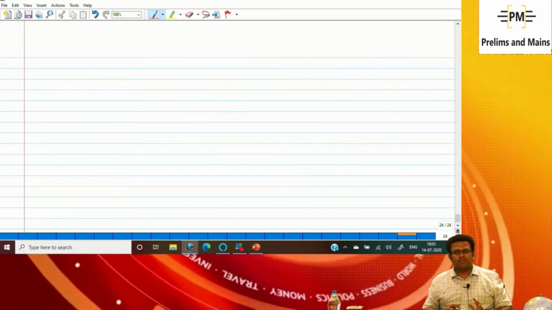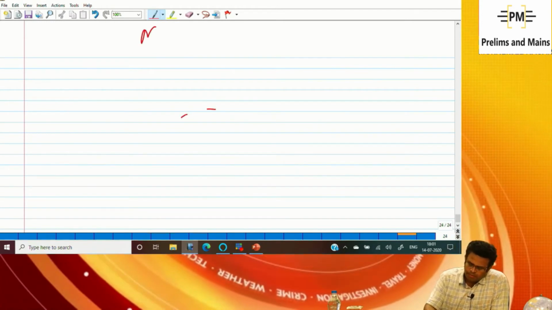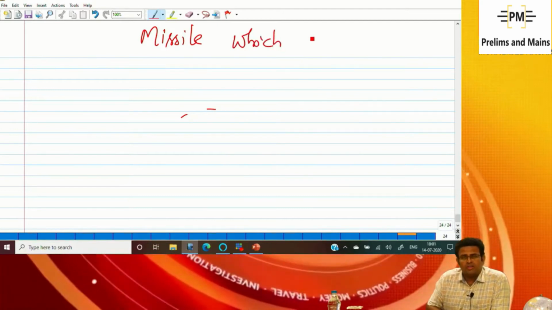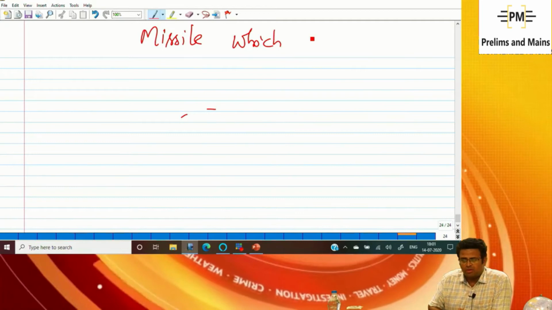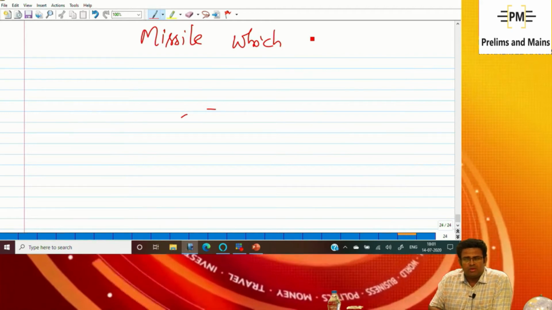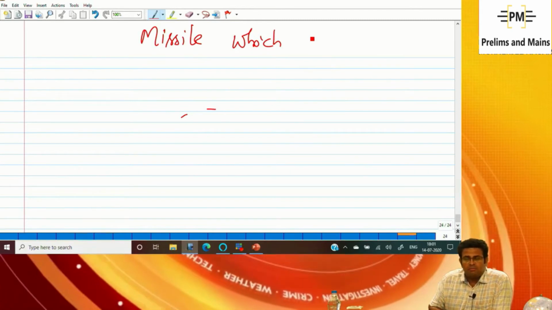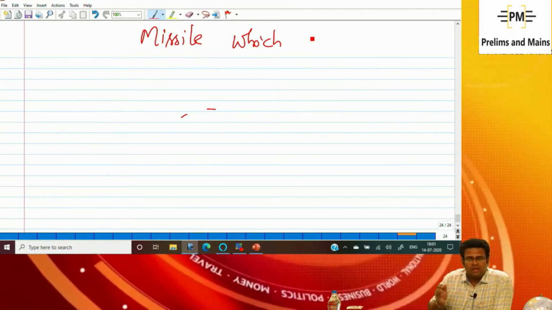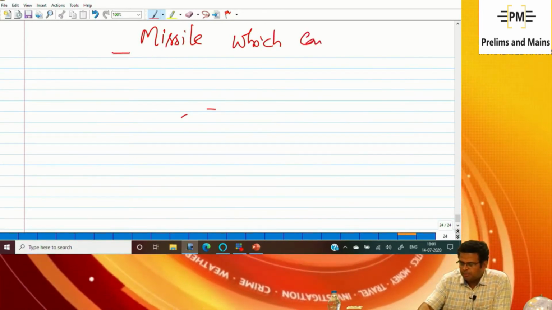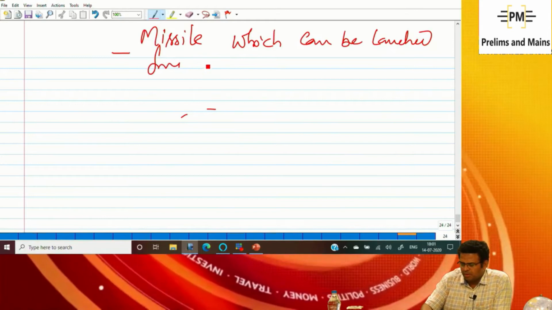Another thing we are going to see is the missile which can be launched from land, air and sea. You must remember surface to air: ATM, Akash, Trisul, Maitri. And air to air, meaning you are getting better air in the AM: Astra, Maitri, Astra, Mika, and Meteor and Scalp.